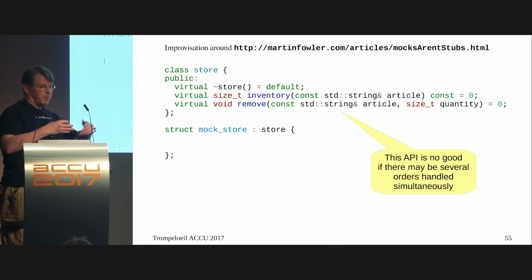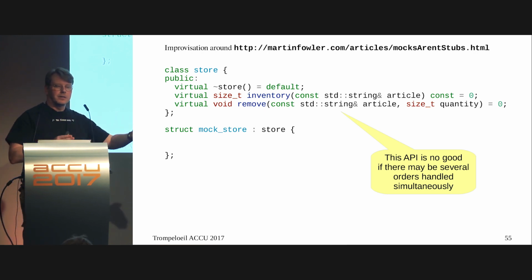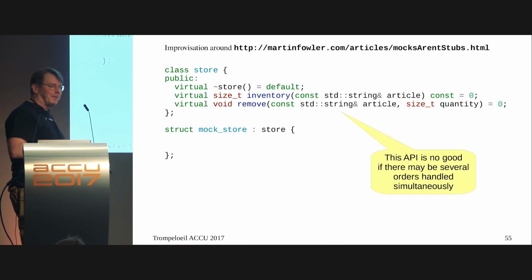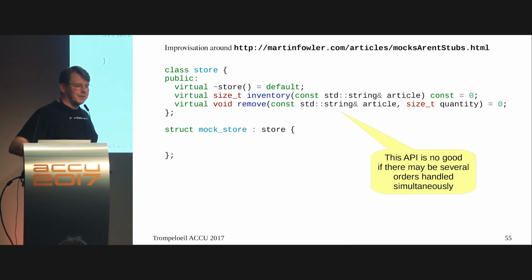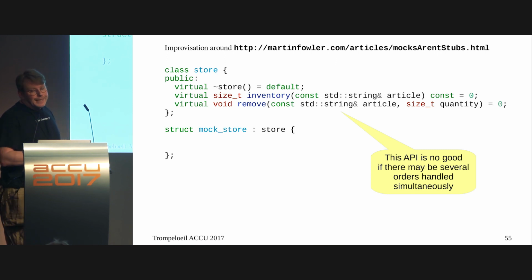What if there are several order objects simultaneously accessing the store? You can get one that calls inventory, everything is fine. The other calls inventory, everything is fine. The first one calls remove, everything is fine. The second calls remove with too much. So that is no good.